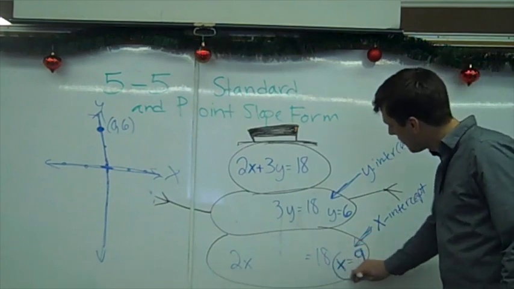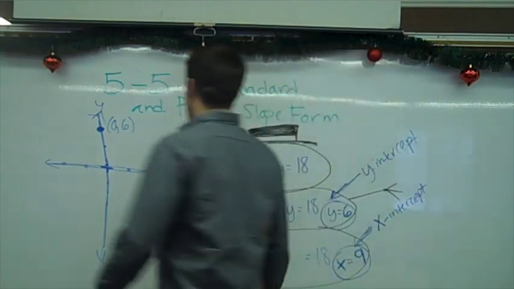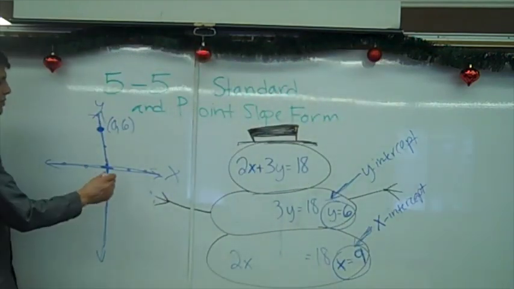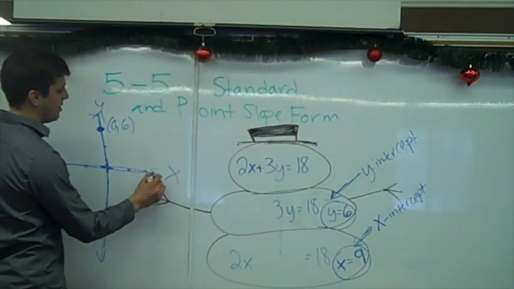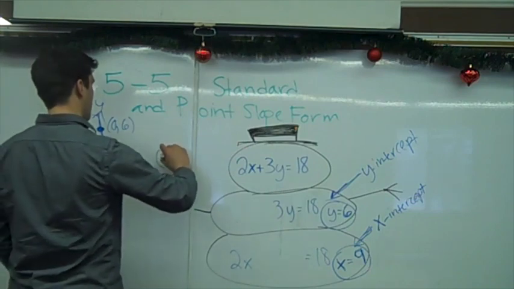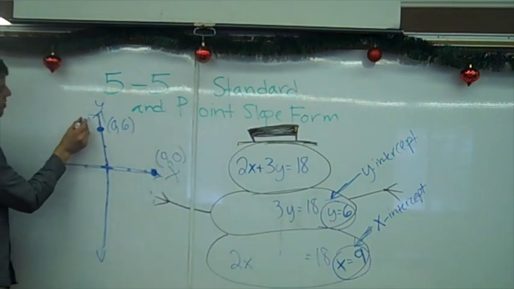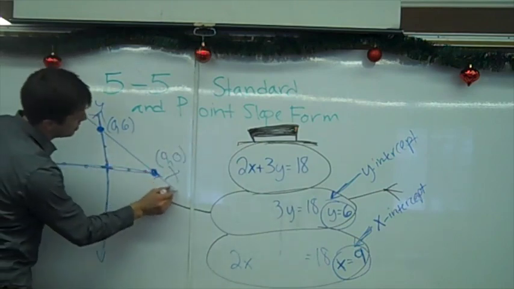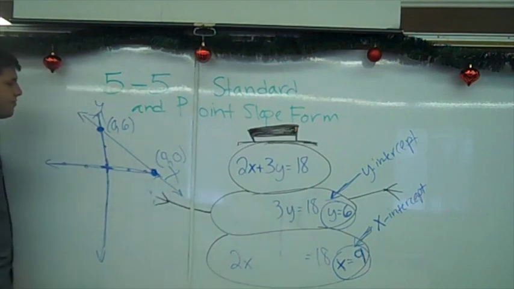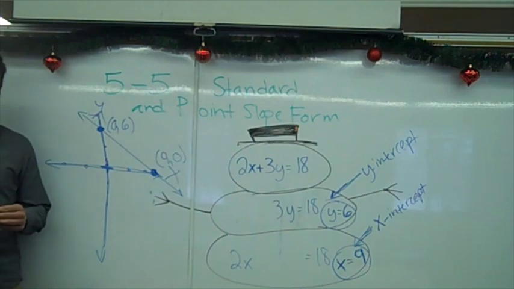So we have our x-intercept and our y-intercept. The x-intercept is where x equals 9, and we'll say it's somewhere out here. This is our x-intercept, (9, 0). And so our line for this graph connects those 2 points. And there you have it. That's how you use your standard form.